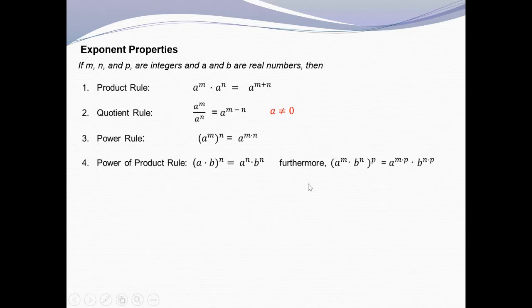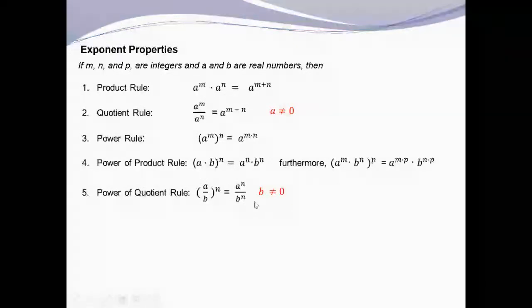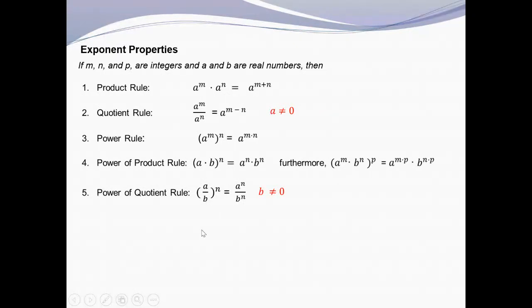And furthermore, if you have a to the m times b to the n, everything raised to the p power, right? So we multiply the exponents. So it's going to be a to the m times p times b to the n times p. Now this is called the power of a quotient rule. If you have a divided by b raised to the n power, it equals a to the n divided by b to the n. And b cannot be 0 because if b is 0, it will be undefined.